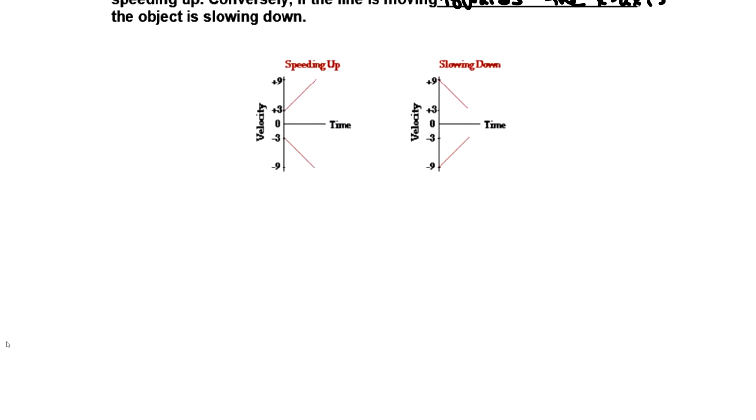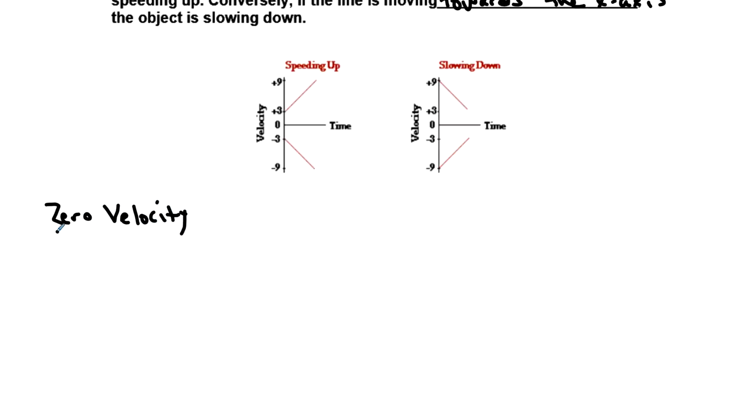Because we have a little bit more space here at the bottom, let's draw in a few more scenarios that you could come across. What does zero velocity look like? It means the object is at rest or not moving. So if we draw our axes, velocity and time, if something's not moving, it's going to be right on the x-axis, because the x-axis represents 0.